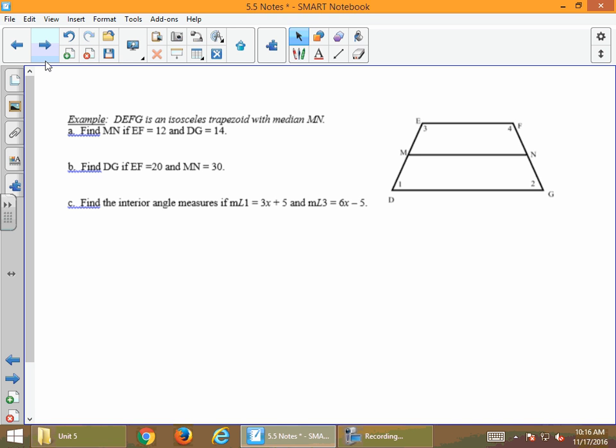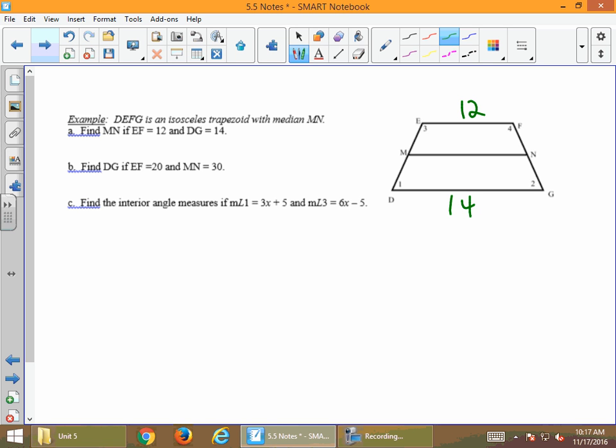So some other things. All right, so let's go here. DEFG is an isosceles trapezoid with median MN. Great. Let's find MN. Where's that? Right there in the middle. If EF is 12, EF's up here, it is 12. The other one, DG, is 14. How are we going to figure out what MN is?